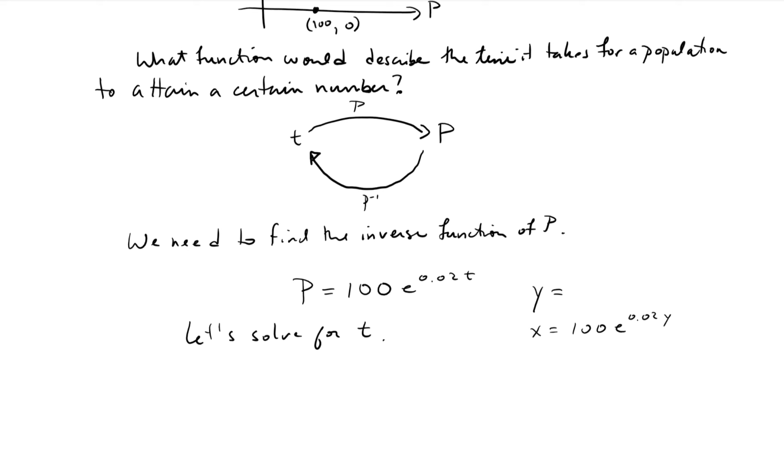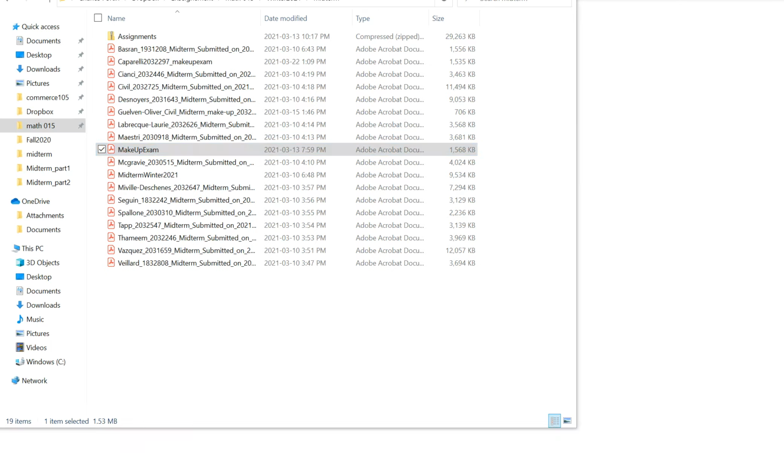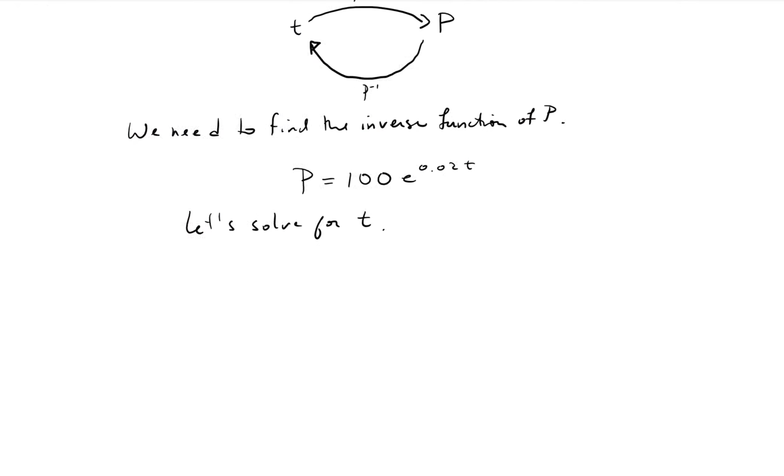So let's erase this to make some space. Now to solve for t, we're going to divide by 100 on both sides, like that. And now we've got an exponential equation, okay? To bring in the logarithm, I'm going to write that equation as a logarithmic equation.